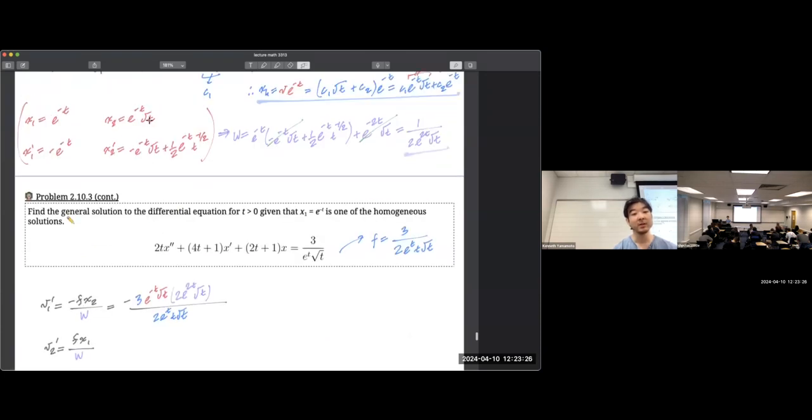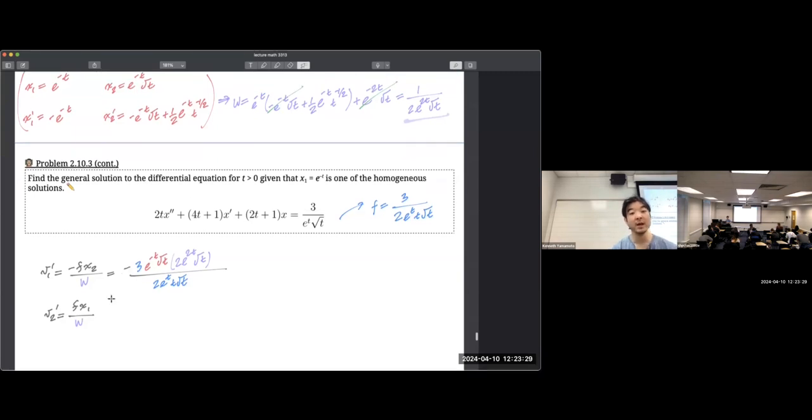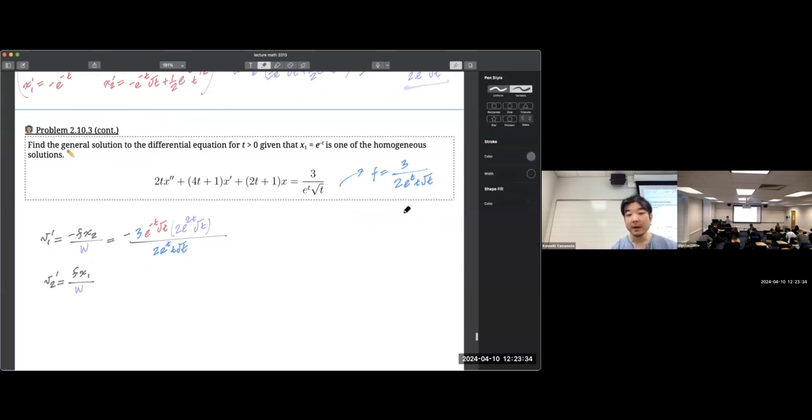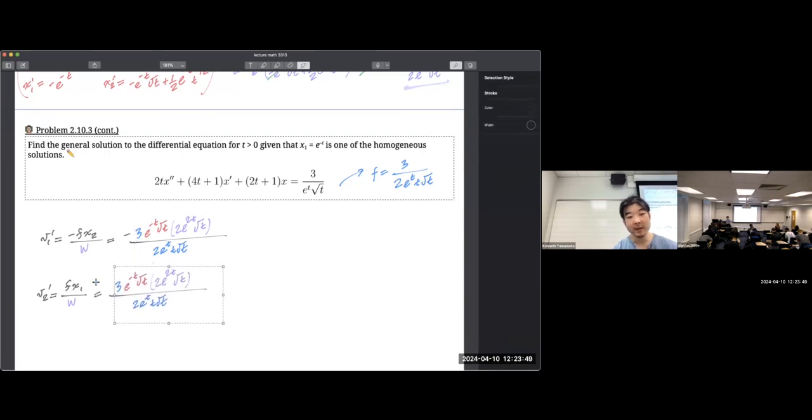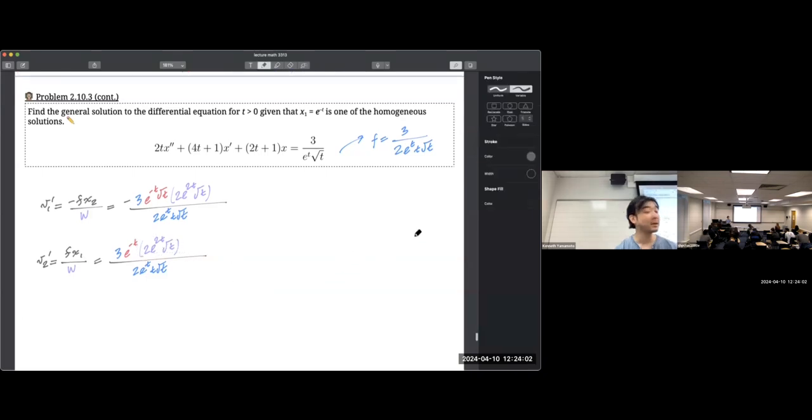X2 is this. We chose that to be our second homogeneous solution. The Wronskian is this, but if you're dividing, then it goes on the top. Okay, and so let's do the same thing with the other one. There's no negative in the front, but the x1 is e to the negative t, so this drops out and we just have this. But the f is the same and the Wronskian is the same.